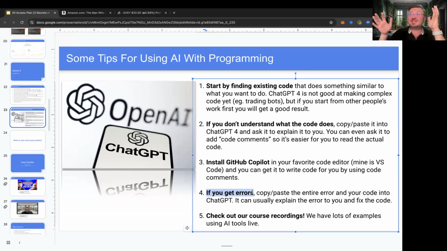So gone are the days of banging your head against the wall for hours over errors. Literally just use ChatGPT. It can get past the majority of any kind of errors that you have in your code, right? And number 5 tip for using AI with programming is check out our recordings. We have a lot of examples in our recordings. We show you how to do this stuff. Check out basically what we do in our Tuesday classes.